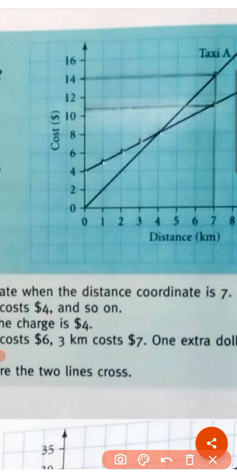So we have to find how much is the fixed charge and how much is each kilometer. So children, first the graph of taxi B is starting from here. This is the starting point. That is $4. So the fixed charge for taxi B is $4.